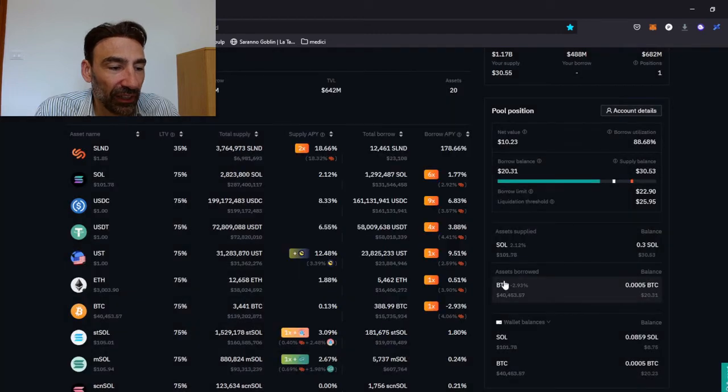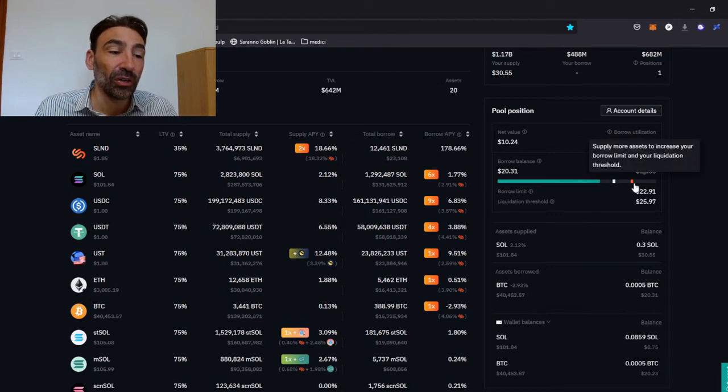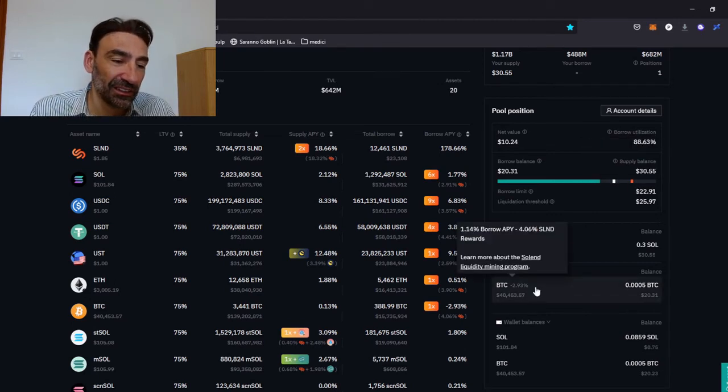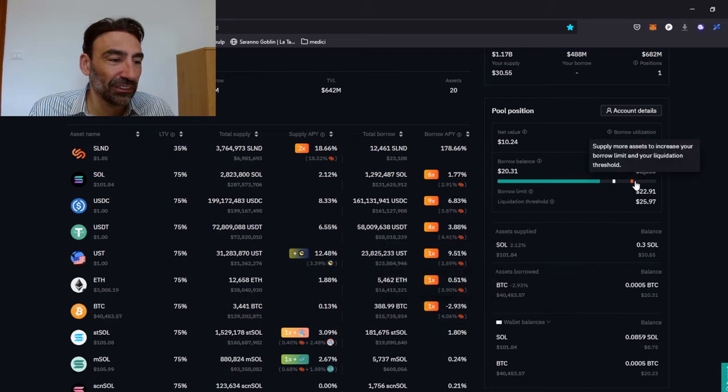Now I have borrowed Bitcoin. You can see here, the green bar is my current balance. This is the amount I can borrow, so I could borrow even a little more. And this is the liquidation threshold. If for any reason the value of Solana drops, or the value of Bitcoin rises, or the interest I pay on Bitcoin, which is this 1.14, goes up too much, this bar will go up and reach here, and I will get liquidated.